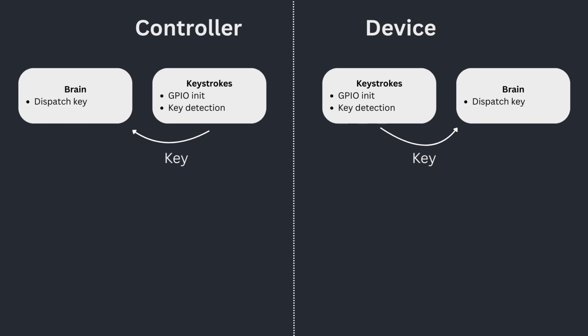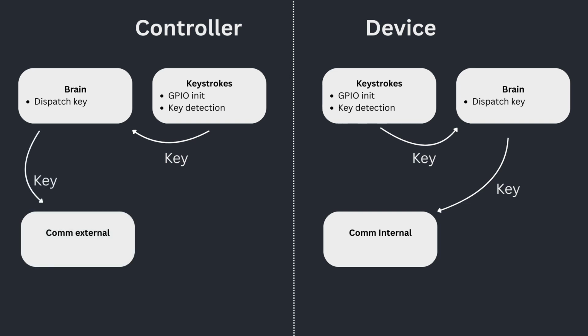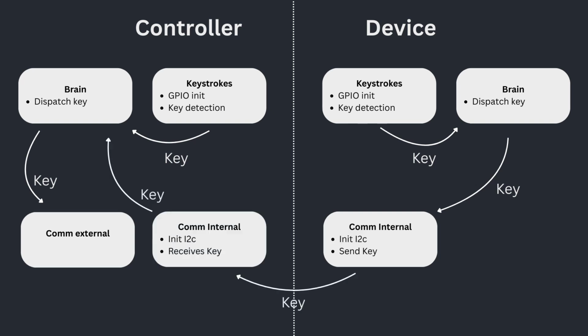The brain is responsible for knowing which split the firmware is on and if it needs to communicate with the computer or with the other half. If it needs to communicate with the other half, the key will be sent to a task called communication internal. Otherwise, it will be sent to a task called communication external. Communication internal task initializes the I2C protocol and sends or receives keystrokes to or from the other half. On the other side, Communication External Task is focused on communicating with the computer. It initializes the USB protocol and sends the key it receives through it.